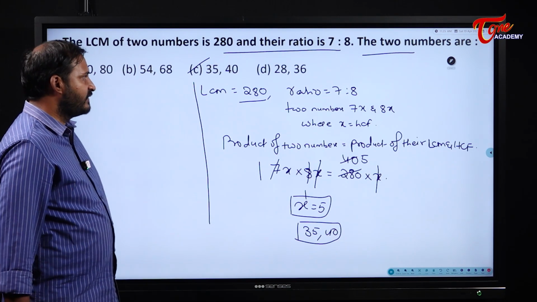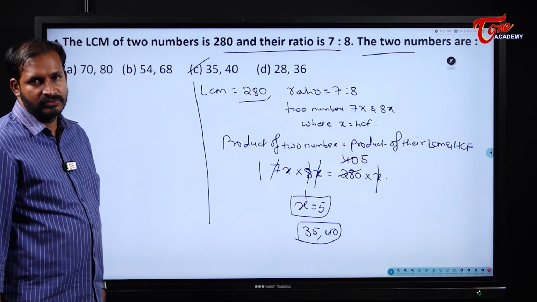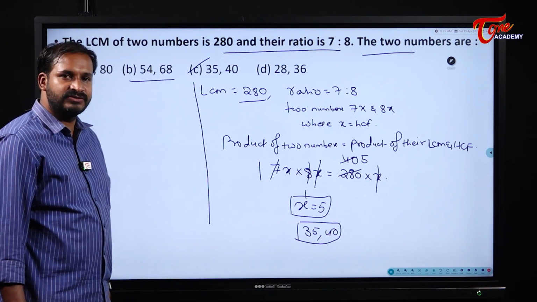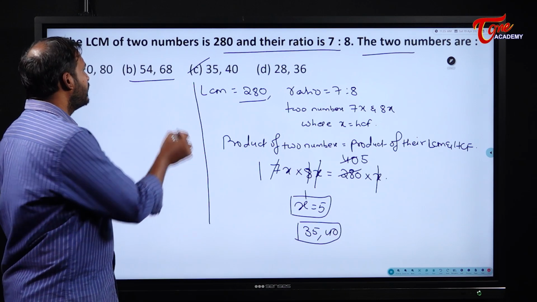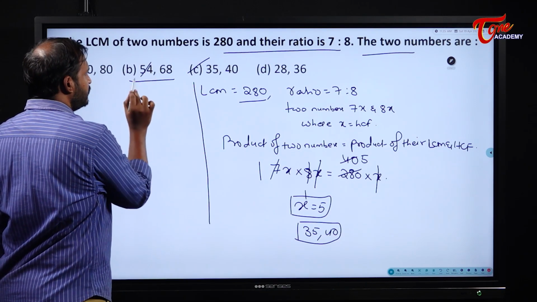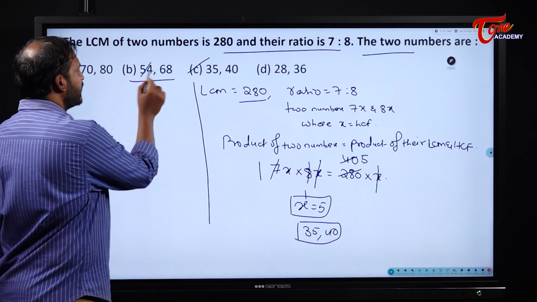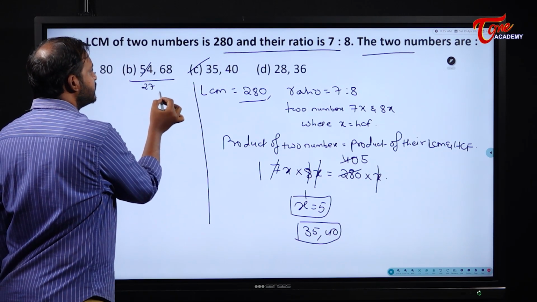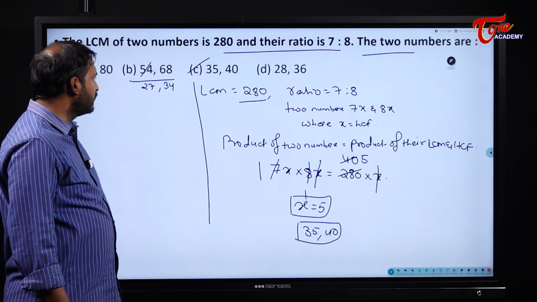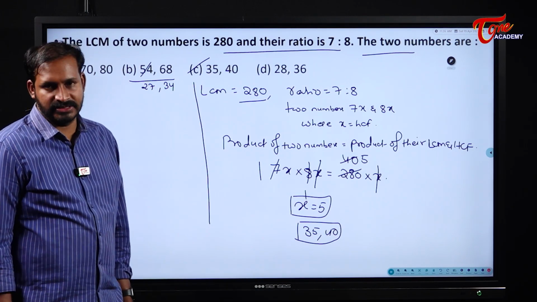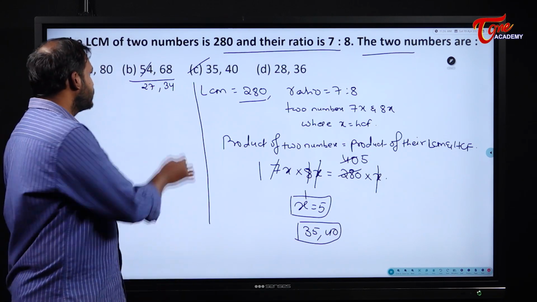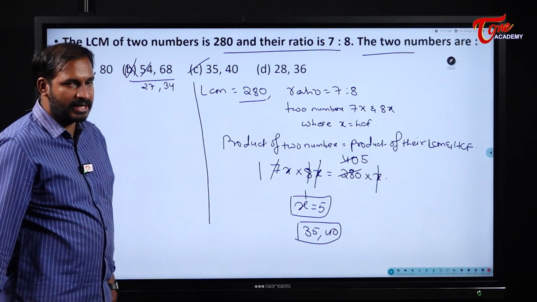By option verification, we can cancel a few options also. See here, are 54 and 68 in the ratio of 7:8? If I further cancel it, what does it become? In which table can we cancel them? In the two table, I will go, 27 and 34. Right, 27 and 34. 27 and 34 are co-primes. Why? Because I cannot further cancel those two numbers. So this is not my given number. This should not be my answer.